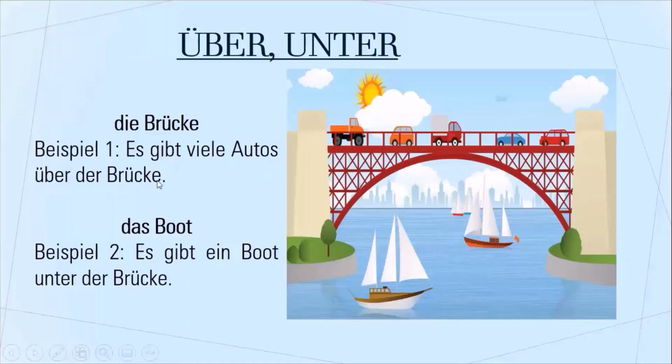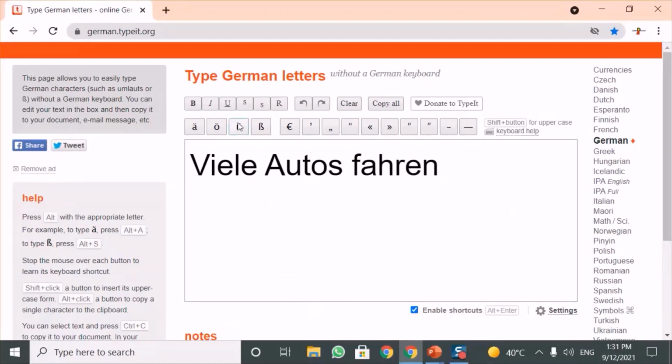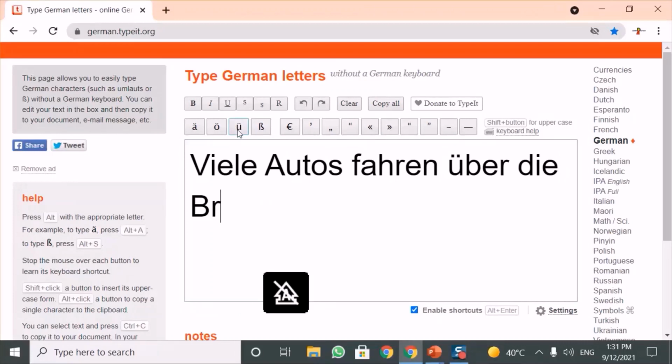Using über with the accusative case, viele Autos fahren über die Brücke. Many cars are driving above the bridge. Driving will show the movement of the cars. So in the first example, I meant to say that generally there are cars over the bridge. So they can be in a traffic jam, but when they are moving or when they are driving, then after the preposition über, the article of the bridge will remain die.